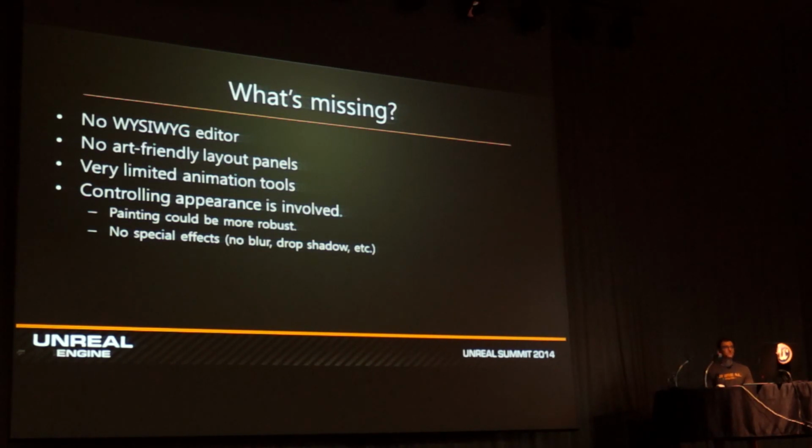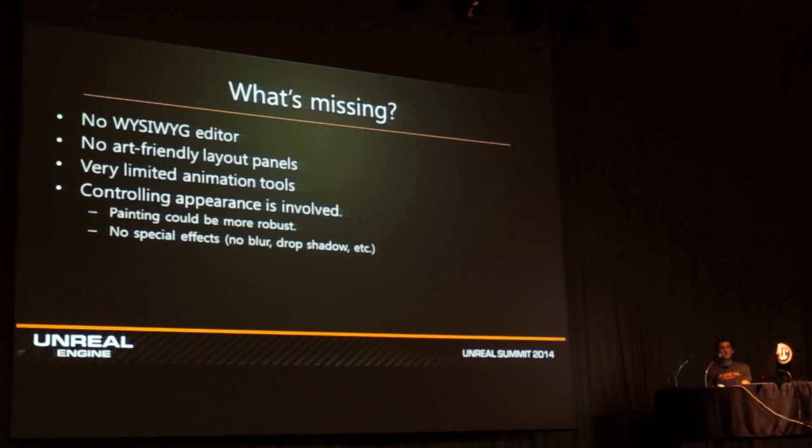So what's missing? Well, for one, Slate does not have a visual editor. It is wonderful for C++ programmers, but artists and designers should not have to learn C++. The layout system also requires you to think like a programmer, which can be difficult. And the visual tools for making animations are fairly limited at this point. Artists must work together with a programmer to animate something.